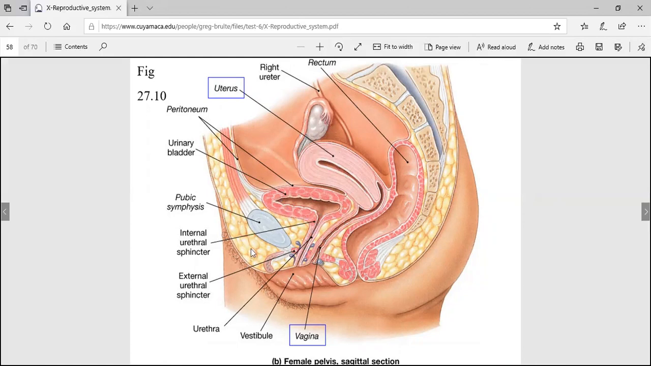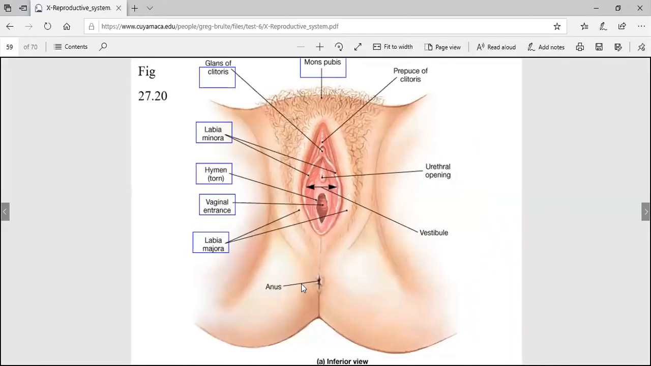There's the mons pubis, that little fat pad. There's a clitoris. That's kind of analogous to the glans penis. That's where all the nerve endings are. Can't really see the labia minora and majora here too well. Here you can. Labia just means lip, so that's minora, majora.